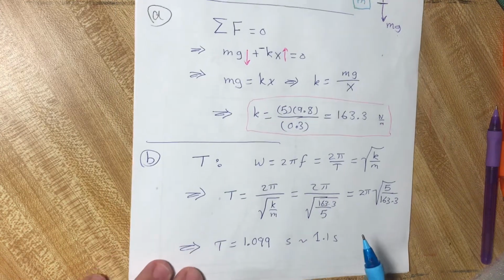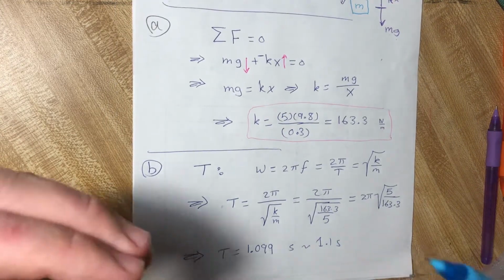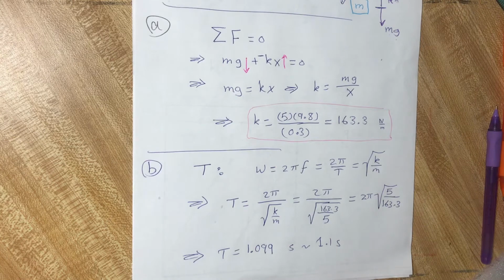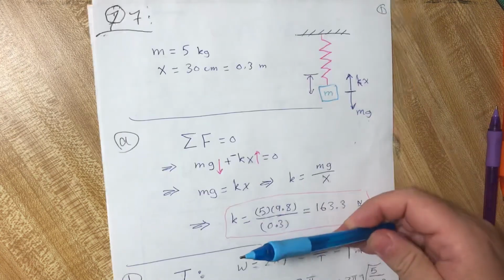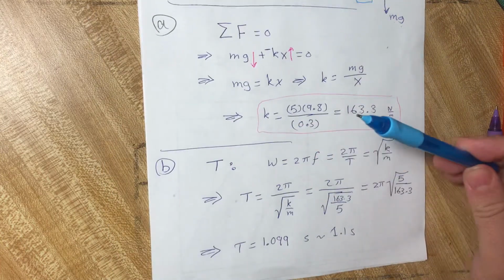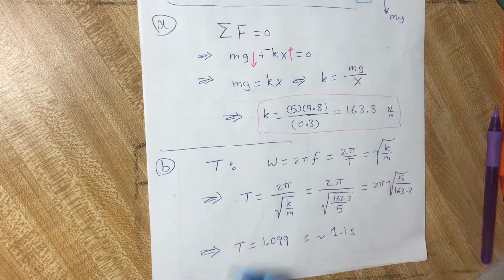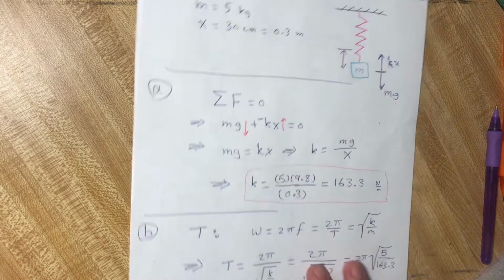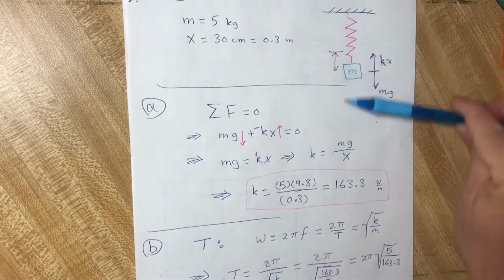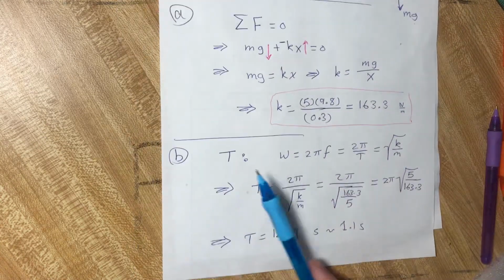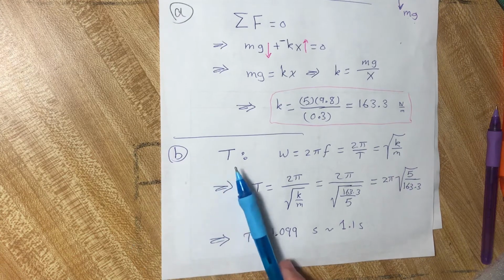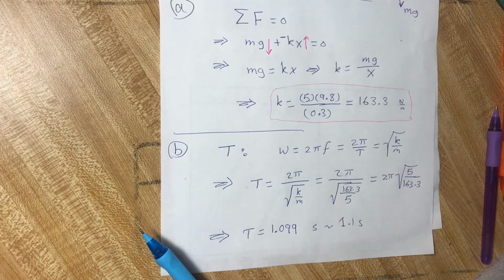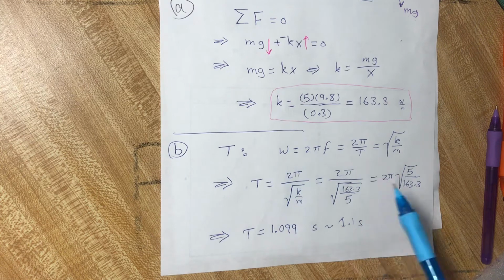The second part: if we have any oscillation motion, any vibration in this system, what are the properties of this vibration? We need to find in part B the time period. We know this relation again and again.